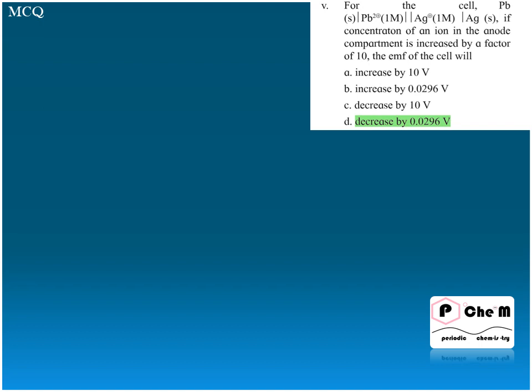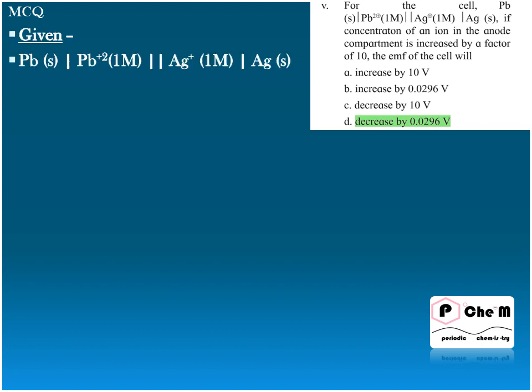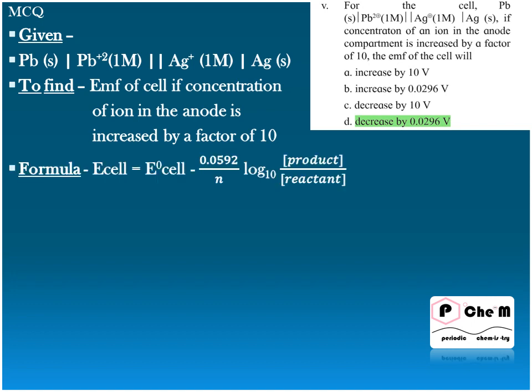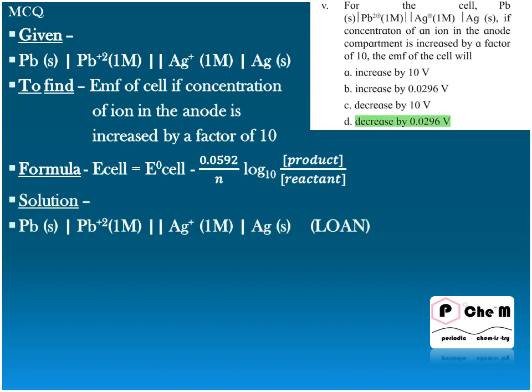Let's solve the 5th MCQ from the Maharashtra State Board 12th Standard Science textbook. I'll read out the question for you. For the cell Pb in Pb plus 2 ions of 1 molar and Ag in Ag plus ions of 1 molar, if the concentration of ion in the anode compartment is increased by a factor of 10, the EMF of the cell will be. So the given term is the short cell notation and we need to find the EMF of the cell. We will be using the Nernst equation to solve this problem. Let's see the solution step by step.